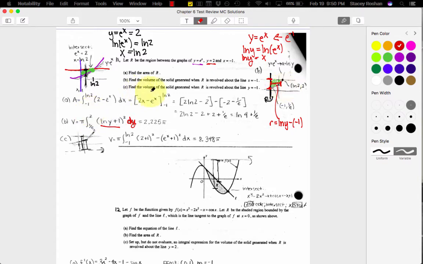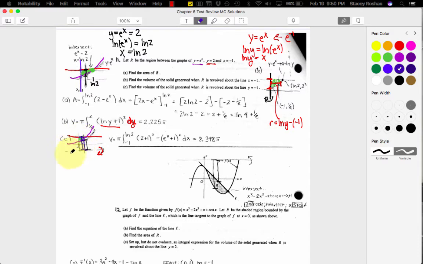Then in part C, find the volume when we revolve around y equals -1. So that's going to be down here, and I'm rotating now. And so again, this is my region bounded by the red and the purple. And in this one, I actually do have a radius outer and radius inner, because I have this guy, and I have this guy.